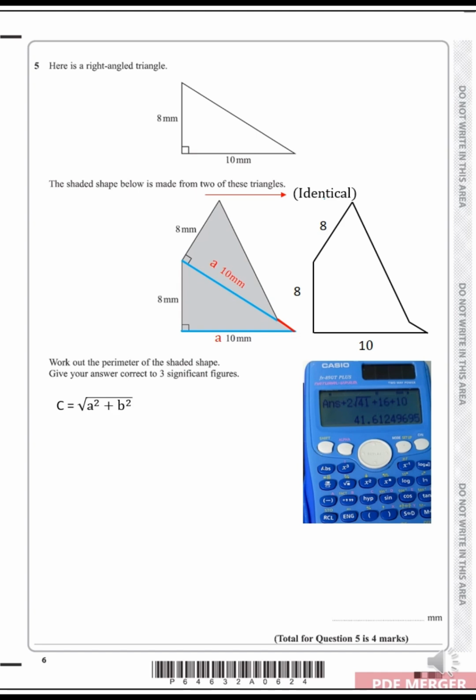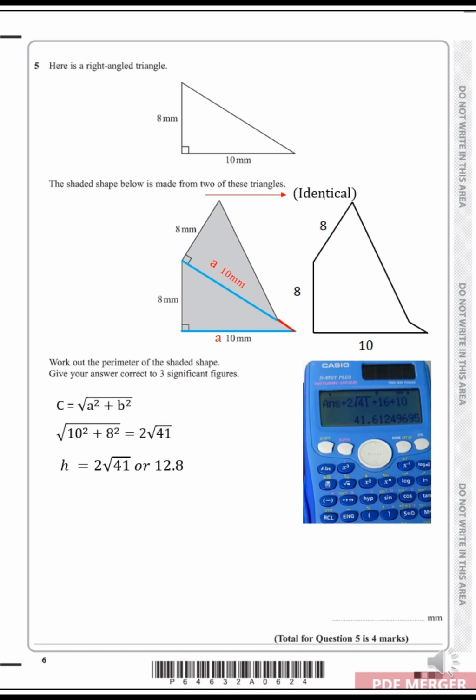So to work out the hypotenuse, we use Pythagoras' theorem because it involves 3 sides. Given that we already know 2 sides, we can work out the missing side. So c is equal to the square root of a squared plus b squared. So c is equal to the square root of 10 squared plus 8 squared. So the hypotenuse is equal to 2 root 41 or 12.8.